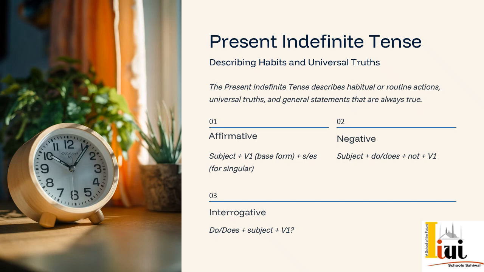The next one is negative sentence. Negative sentences are used to deny or negate habits, routine, or general truth. Its sentence structure is subject, do or does, plus not, and first form of verb. Interrogative sentences are used to ask questions about habits, routine, and general truth. Its sentence structure is also very simple and easy. Do or does, subject, and first form of verb.